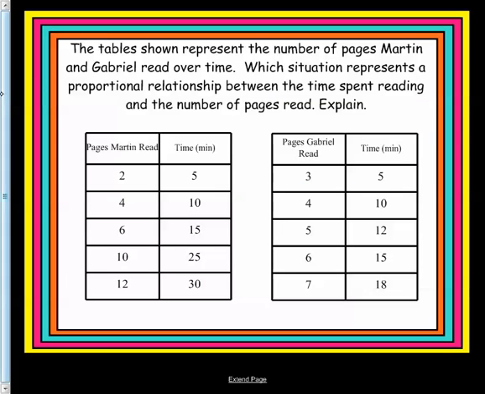Let's look at this one. The tables shown represent the number of pages Martin and Gabriel read over time. Which situation represents a proportional relationship between the time spent reading and the number of pages read?